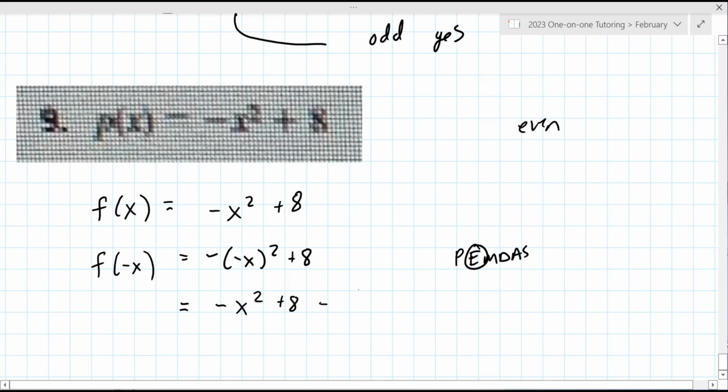Is this the same as the original? Oh wait, I copied it down wrong. Oh wait, yeah, it is. That's the same. So this is even.